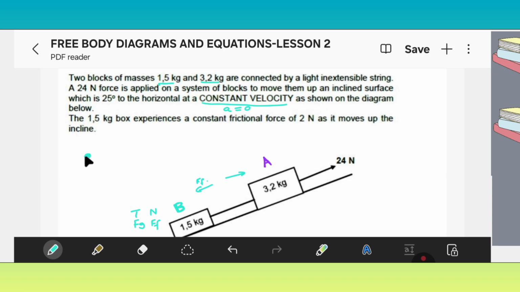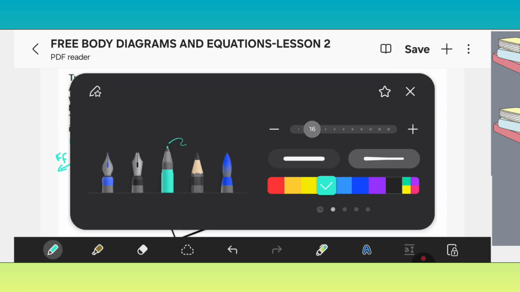So we started with block B in this situation. So let's see. This is showing the object and perpendicular to the plane we have the normal force. So this will be our normal force, and Fg will always be acting straight downwards. So this is Fg, and then up the incline you can see that this is being pulled. So this is the tension on block B, and block B is also having the frictional force, right?